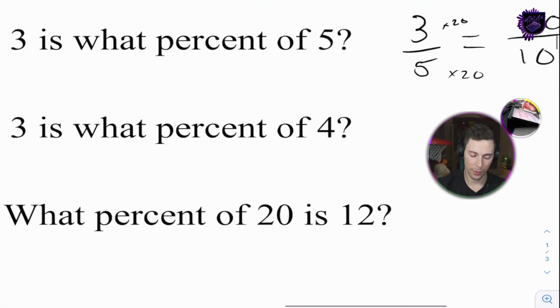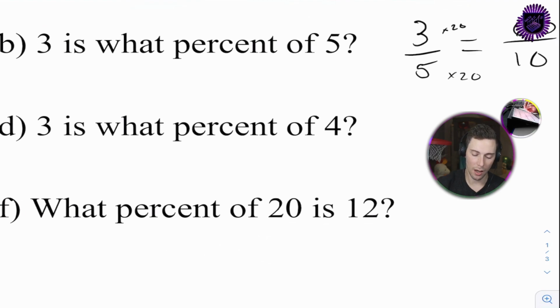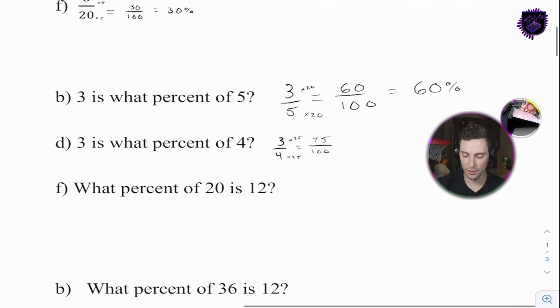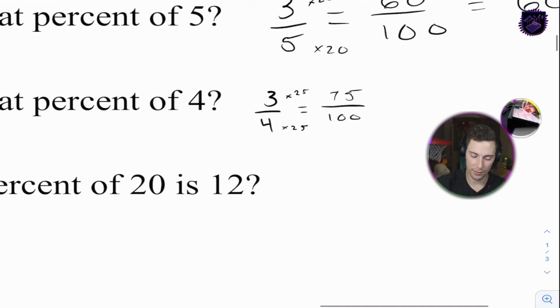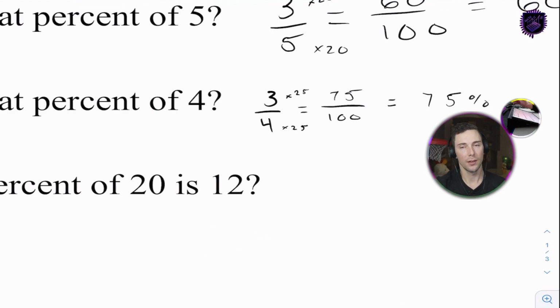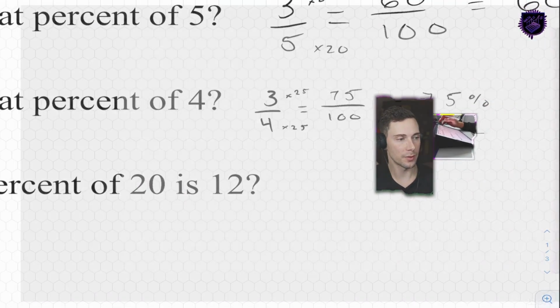3 out of 4. 3 is what percent of 4? 3 over 4. How do we turn these numbers into something over 100? Multiply by 25 to turn 4 into 100. Multiply by 25. Turn 3 into 75, which is 75 100ths. And of course, that is equal to 75%. You with us so far? I hope you are. Cruising through this pretty quick.